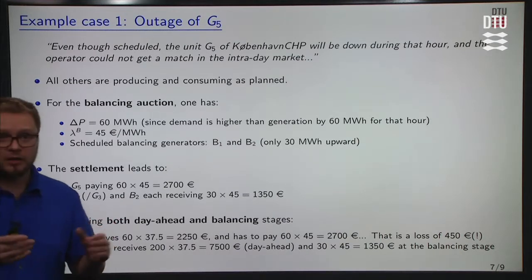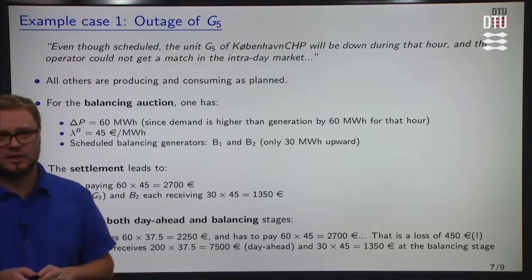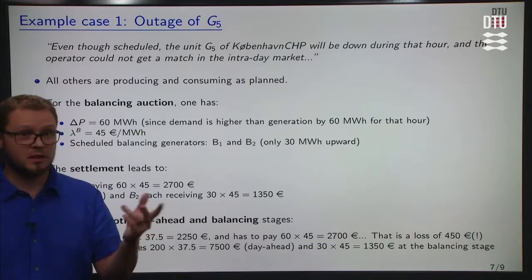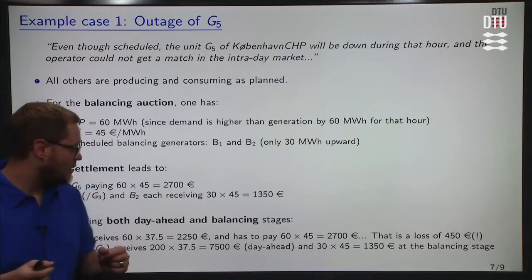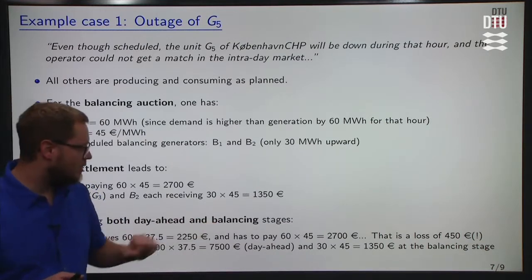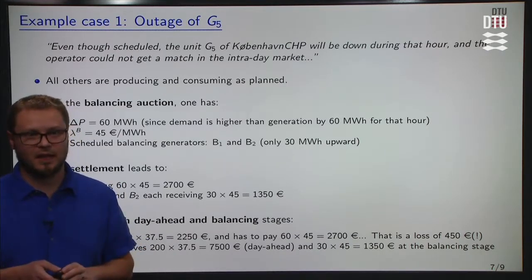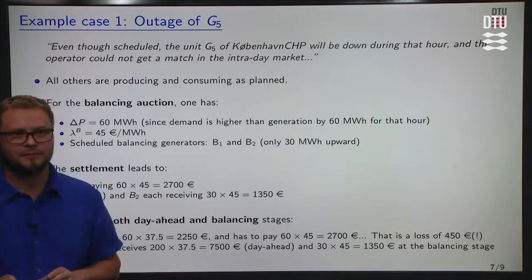Looking at the settlement at both day-ahead and balancing stages, it is the same as before. We have only one unit which is inducing the system imbalance. The sign of the imbalance of this unit is the same as the sign of the overall imbalance. This unit is going to be penalized by applying the price lambda b at the balancing stage instead of lambda s at the day-ahead market clearing stage.